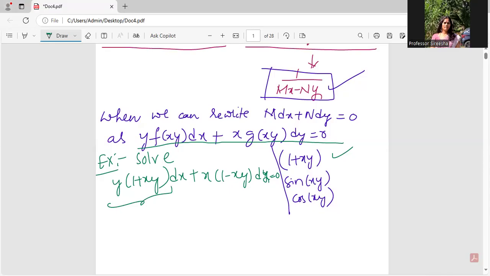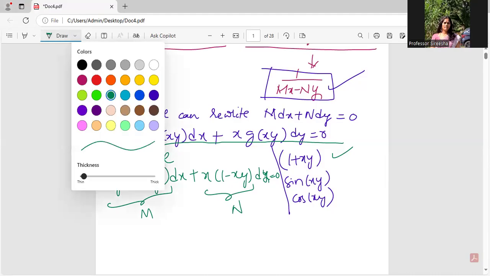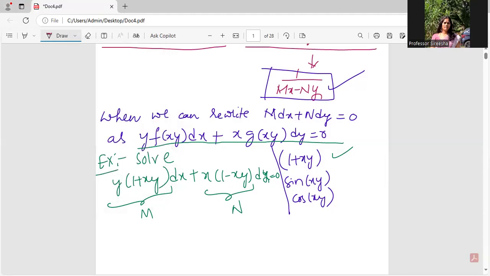Okay, this is my M. Always check properly, guys, whether the first term is dx or dy. Otherwise, you'll land up with an error. Sometimes in the problem the first term can be given as dy as well. If it is with dy, then it is N. If it is with dx, then it is M.